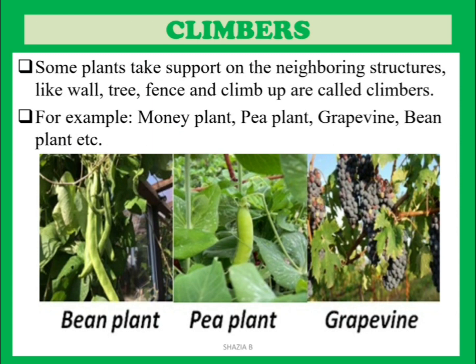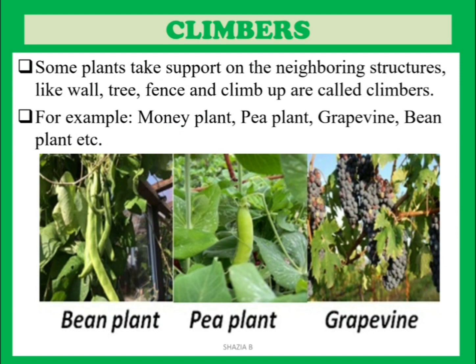Some plants take support on neighboring structures like a wall, trees, or a fence, and climb up using that support. They take the support of other things like a wall or other plants, and they climb this support. They climb this wall. As a result, they are called climbers.